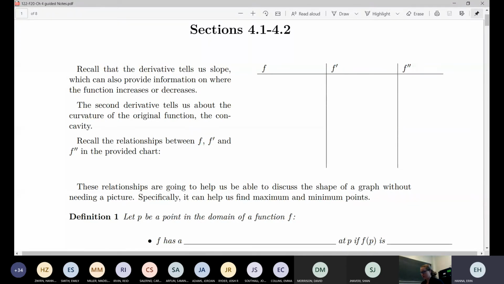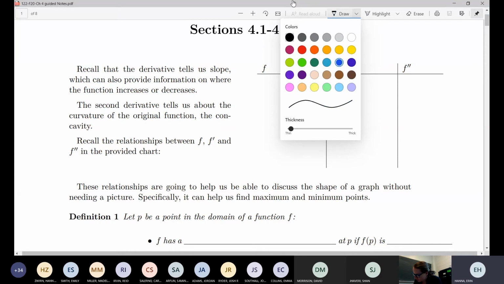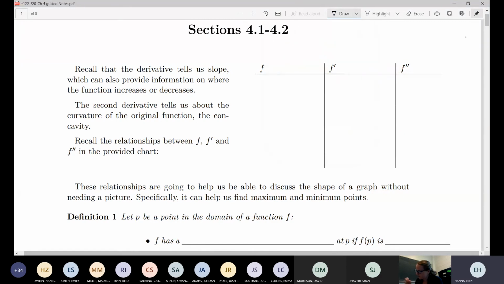But we are going to move on to chapter 4. So, chapter 4. Chapter 4 is all about finding maximum and minimum values for a function. So we're going to introduce that idea, and then we'll talk about it way more on Thursday.